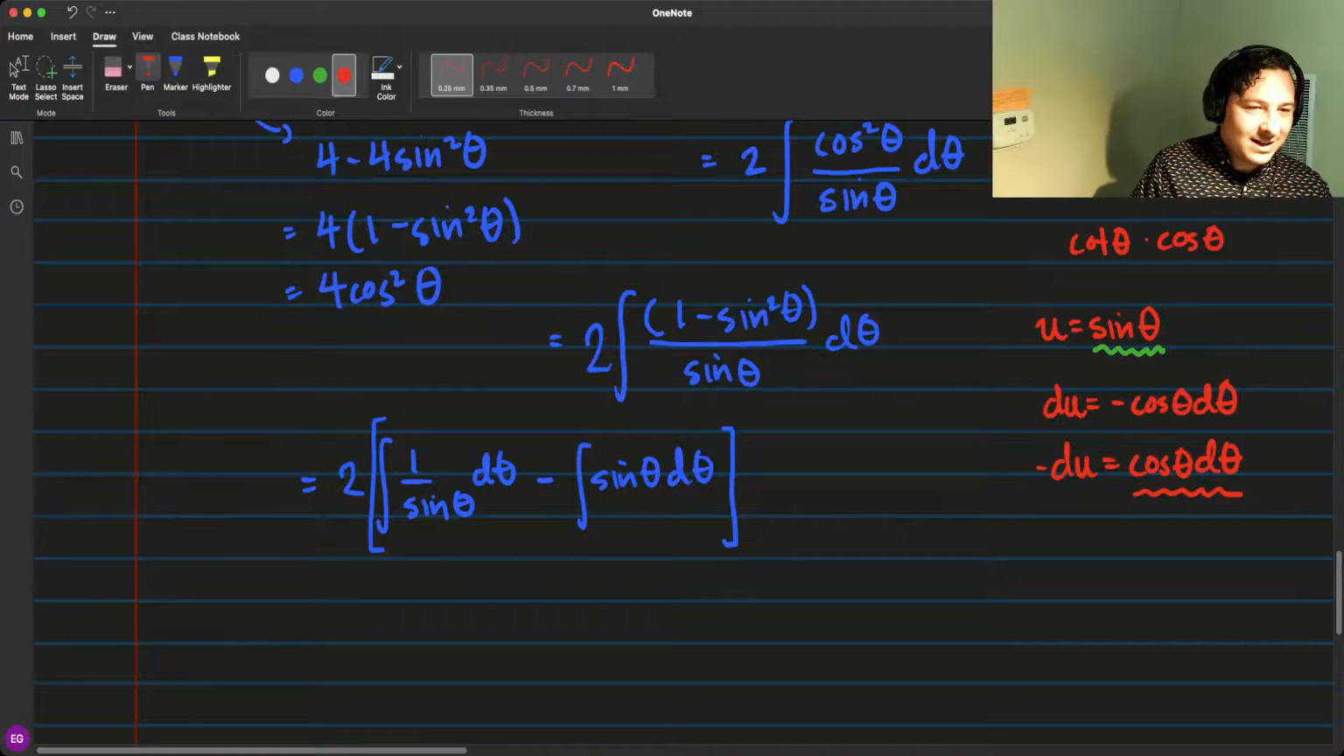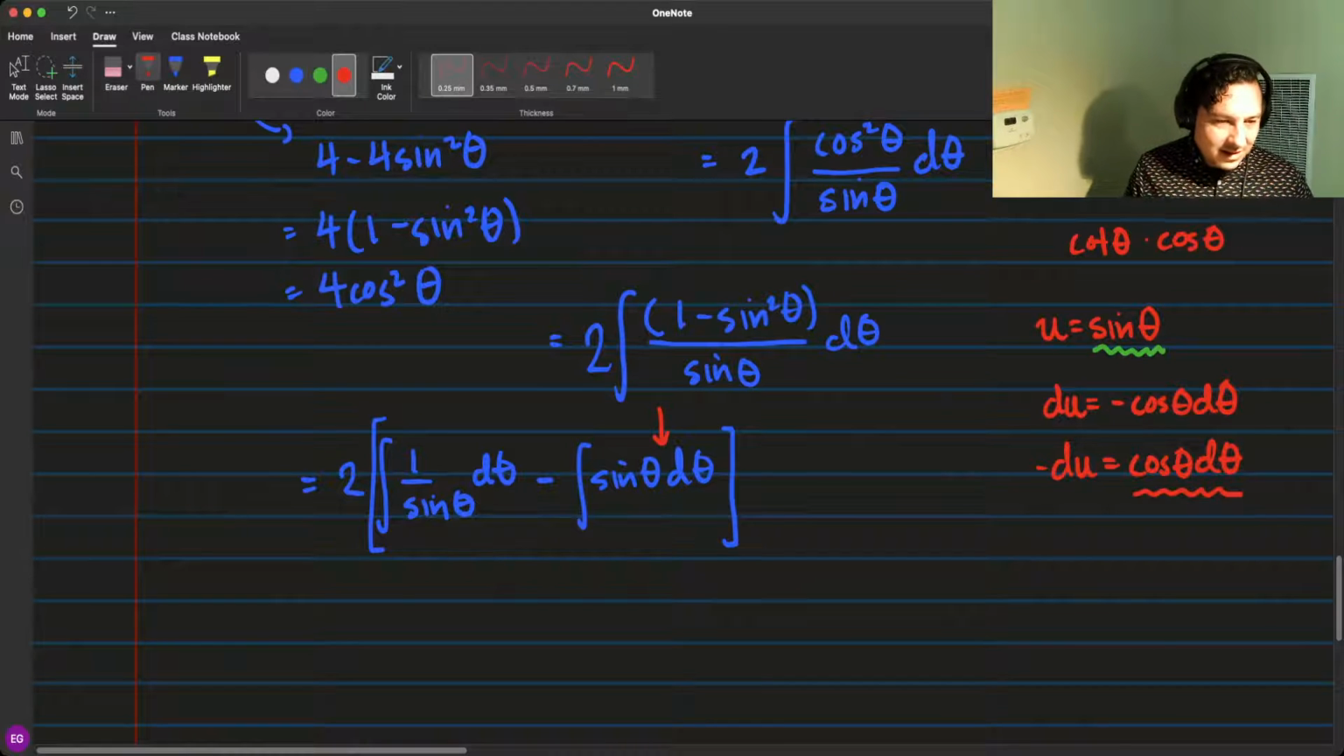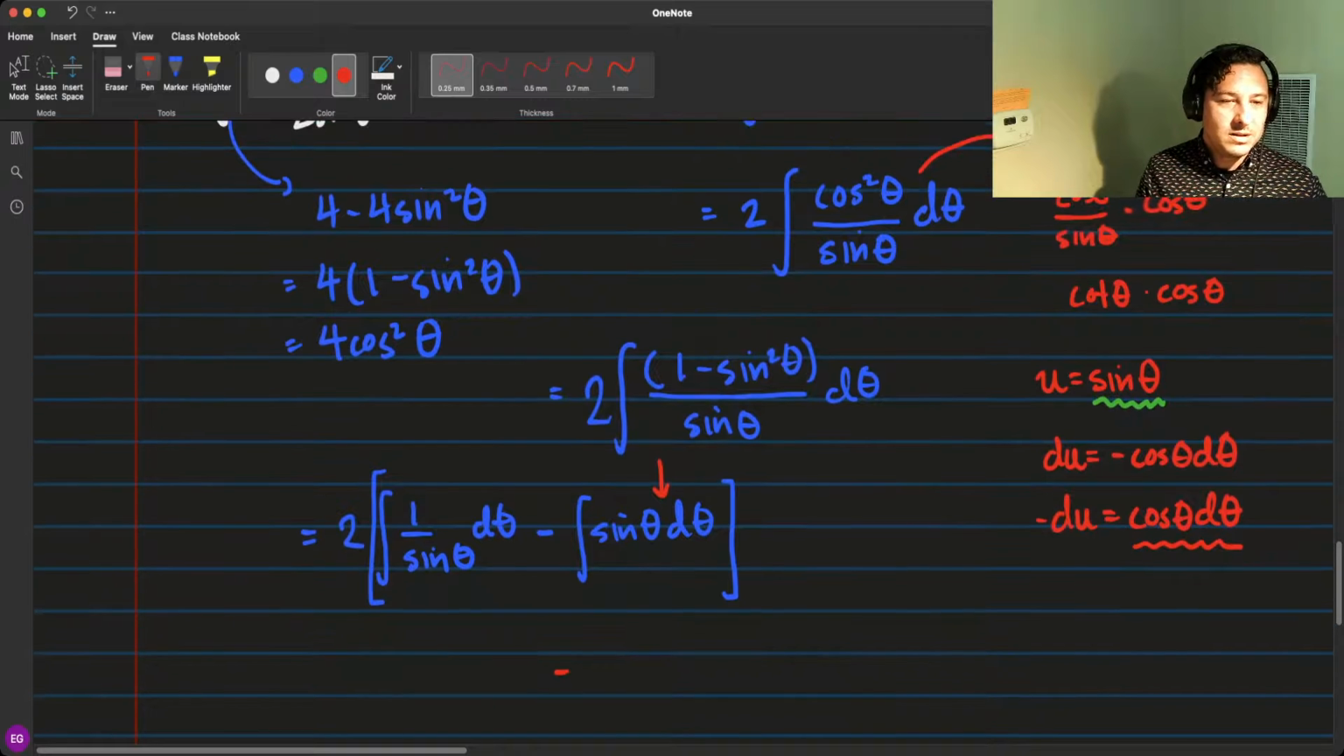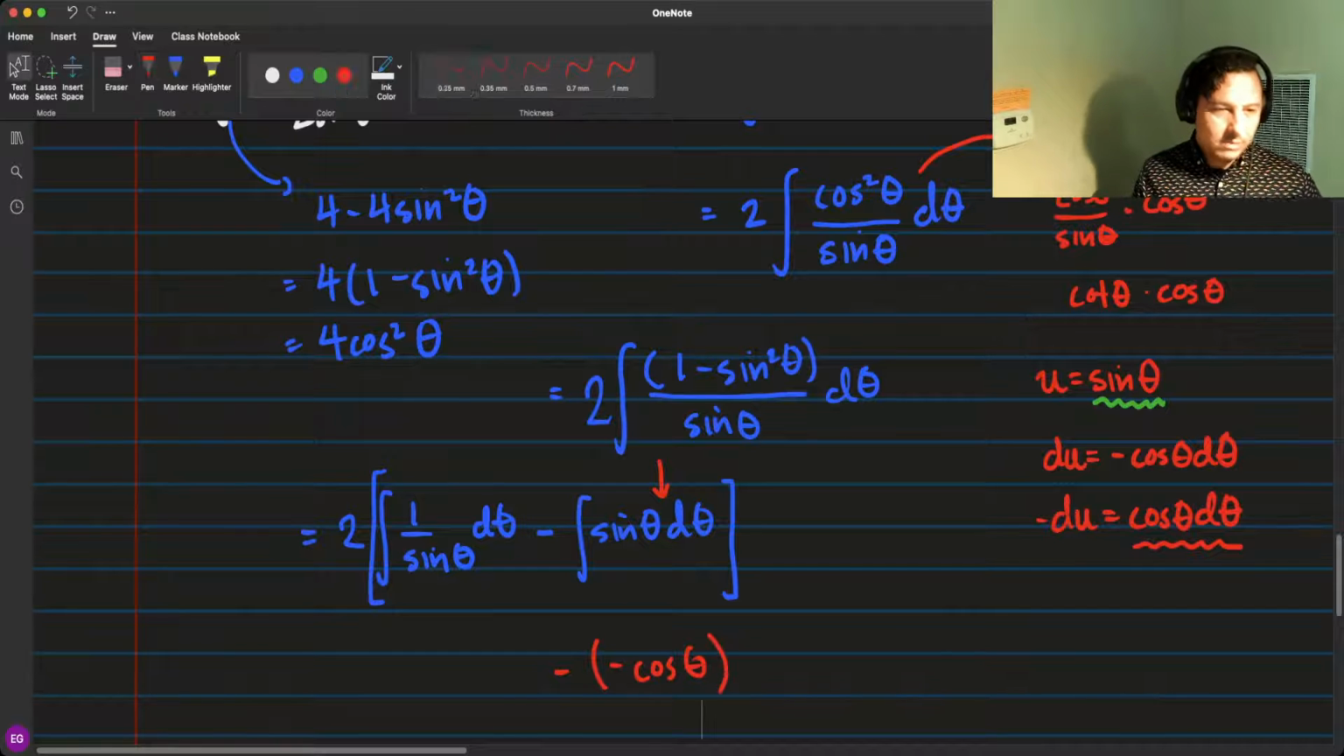Okay, this one right here, you can find the antiderivative. What is the antiderivative of sine theta d theta? I'm just going to get cosine theta, right? Wait. Man. I feel it. My brain is buckling under the stress. What is the antiderivative of sine theta? What has a derivative equal to sine? Minus cosine, right? Yeah. Boom.